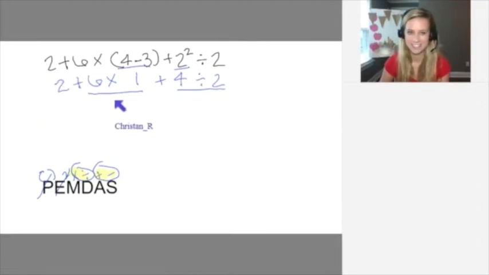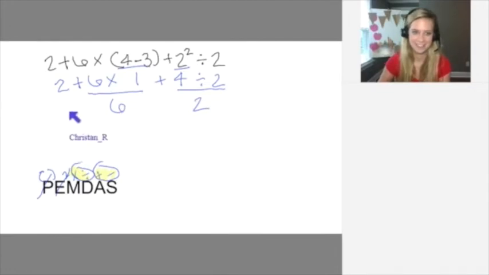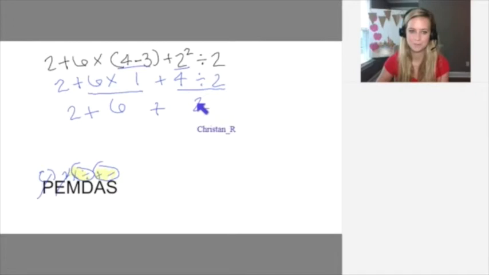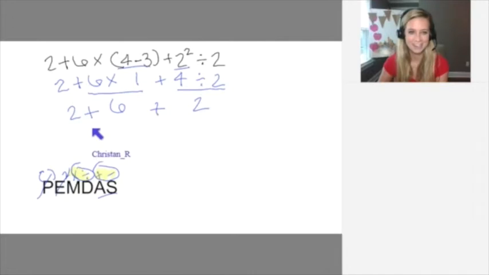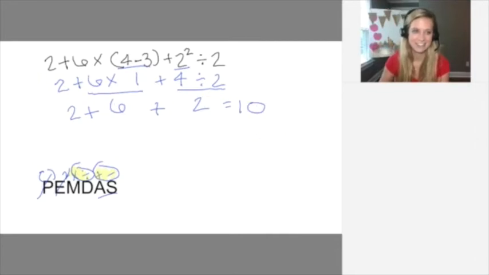We're just going to go ahead and work from left to right. And we're going to give 6 times 1 is going to give us 6. And 4 divided by 2 is going to give us 2. Let's bring the rest down. 2 plus 6 plus 2. So now we're on to addition and subtraction. For addition and subtraction, there are no subtraction signs. If there were, we'd still work our way left to right. So 2 plus 6 is 8, and 8 plus 2 is 10. So 10 is going to be our final answer here.